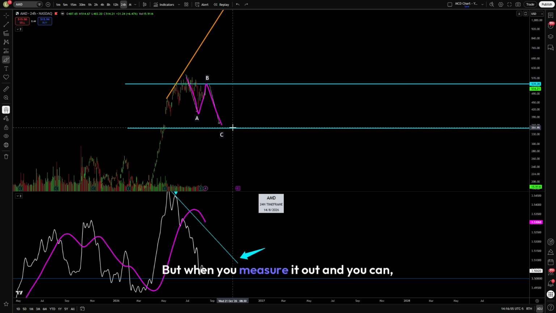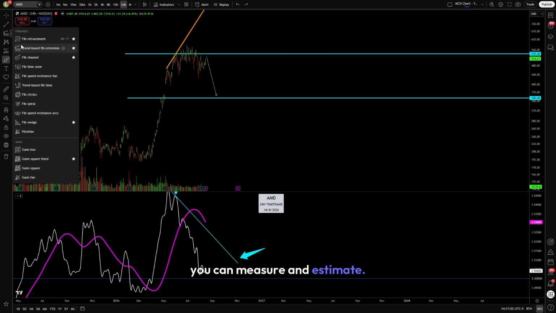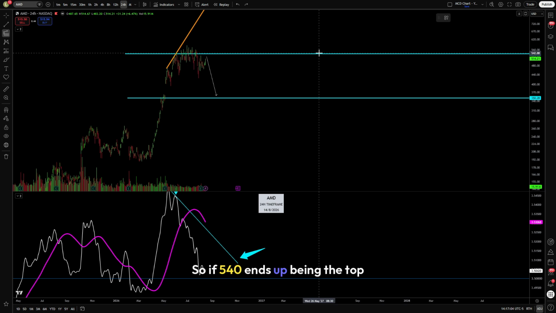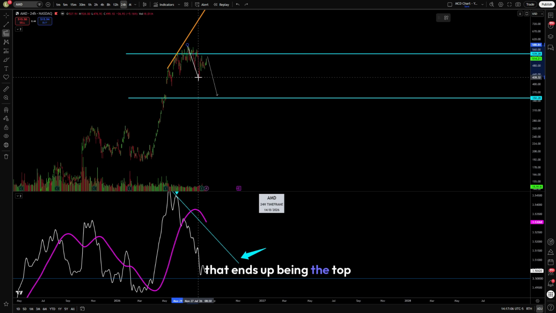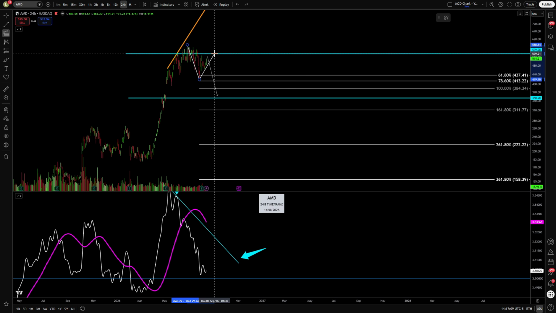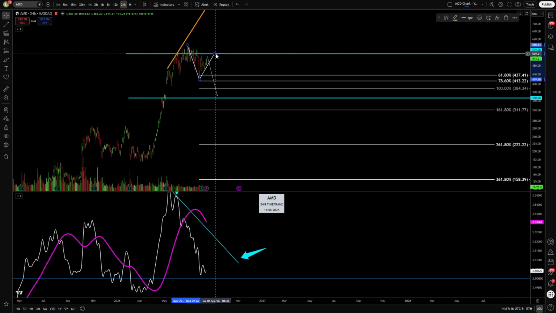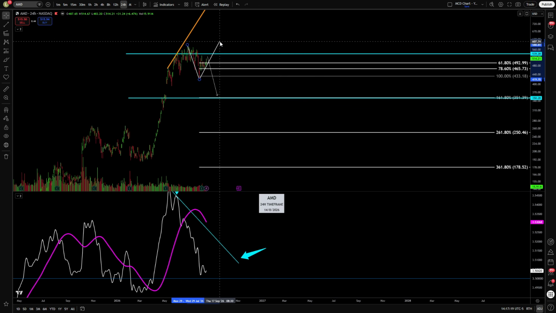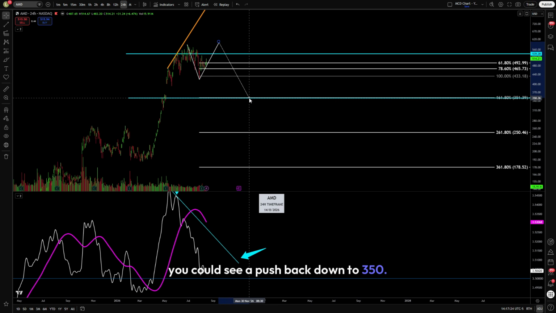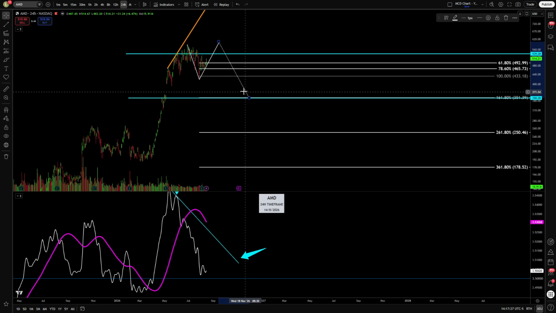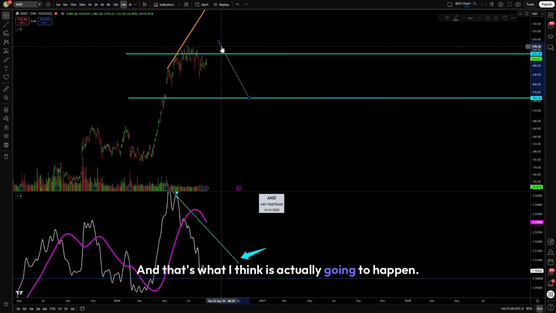But when you measure it out, and this is a simple tool, guys, you can do this with TradingView. You can measure and estimate. So if 540 ends up being the top, and I'm just going to pretend that ends up being the top, and it comes down over here, you can measure roughly where it can go. It can go from A to B, and if it goes right up to 550, maybe it gives you one little double top at 600. If it did that, you could see a push back down to 350. You could see something like that, and that's what I think is actually going to happen.